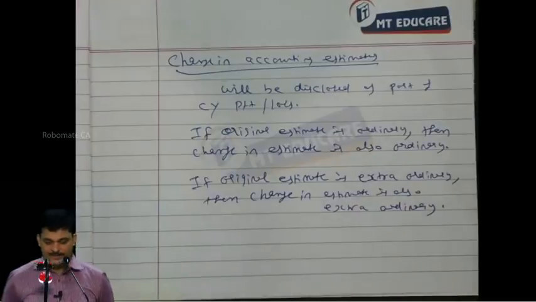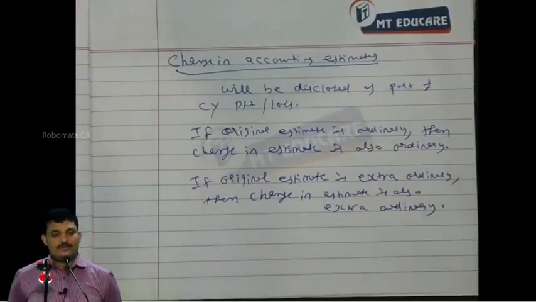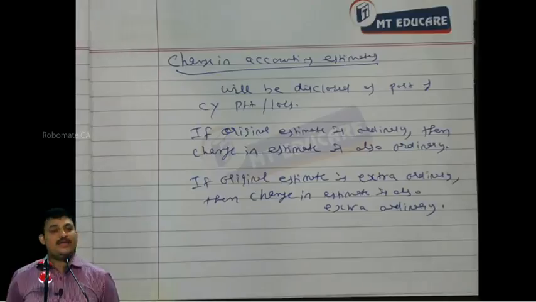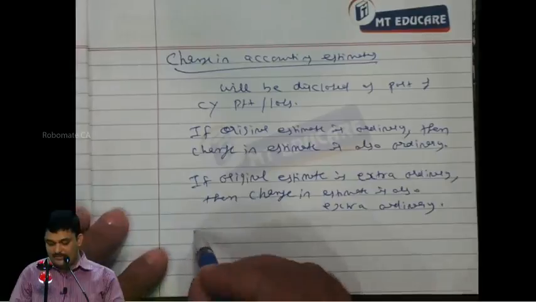Change in accounting estimate will be disclosed as part of current year profit or loss. If original estimate is ordinary, then change in estimate is also ordinary. If original estimate is extraordinary, then change in estimate is also extraordinary. Understood? Change in accounting policy.